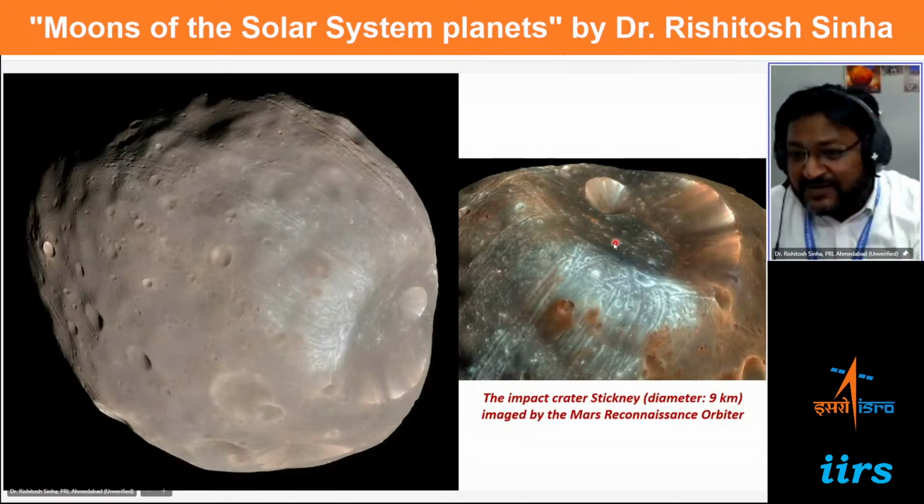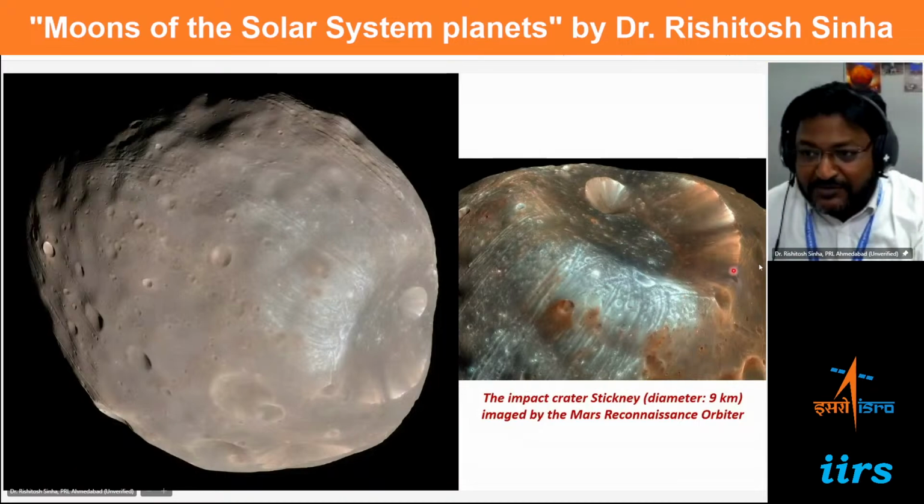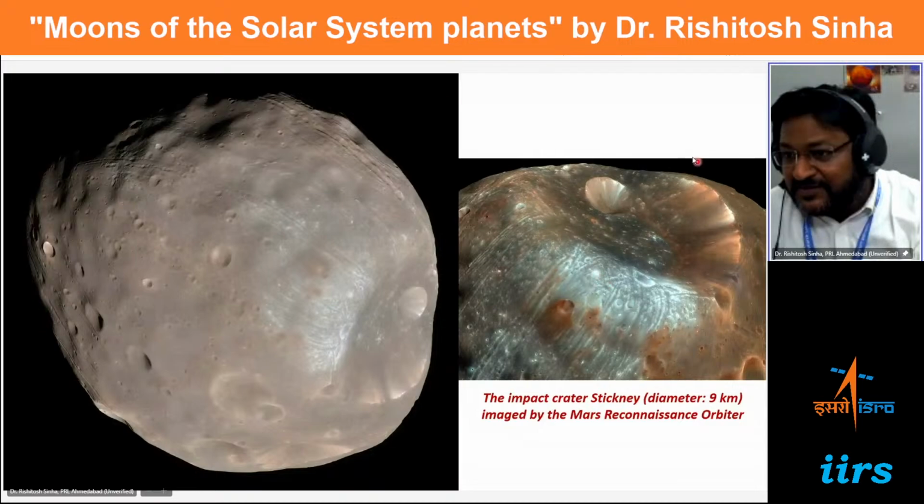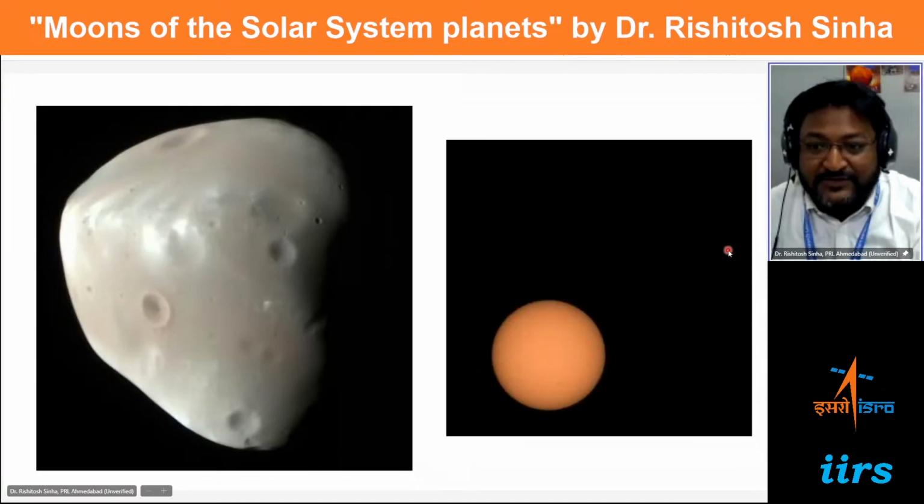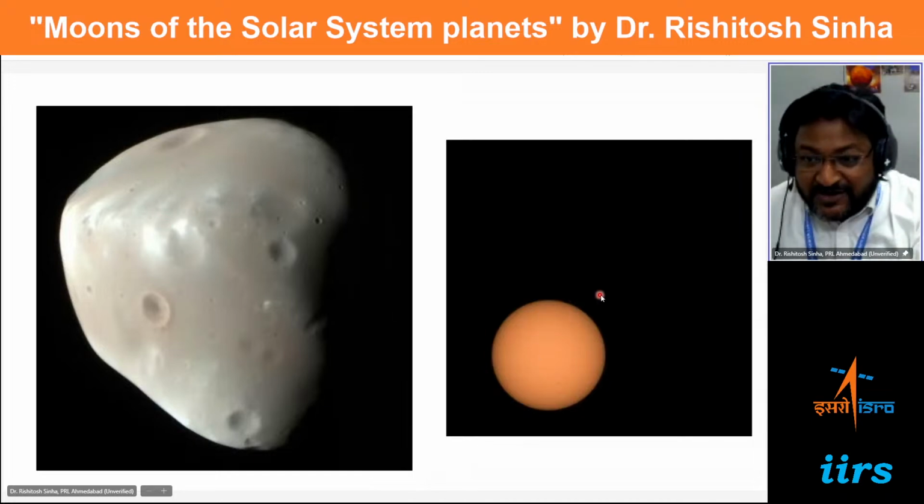There is a crater called Stickney crater. How has this particular crater formed, and why have these grooves formed? Are they related to the impact cratering process itself, or did they form subsequently? You see, one side has so many grooves and one side does not have grooves. Why is it so? These are the questions that make these moons very relevant. And here also I wanted to show you the transit of Deimos over the Sun, and this was taken by one of the rovers that are there on the surface of Mars.